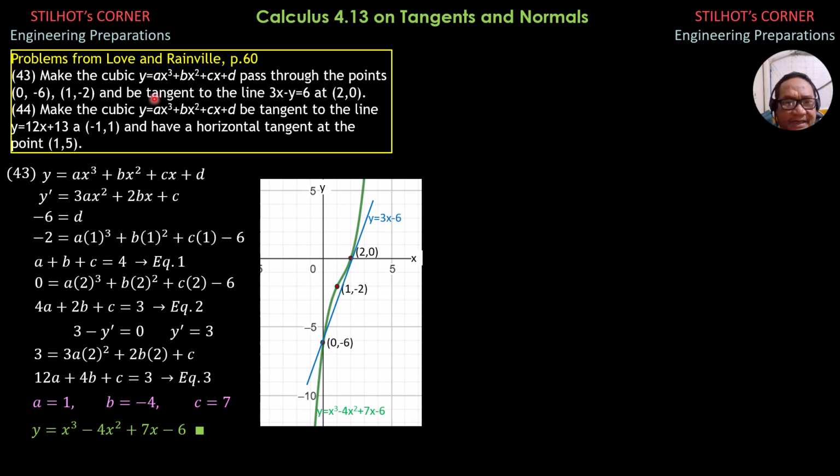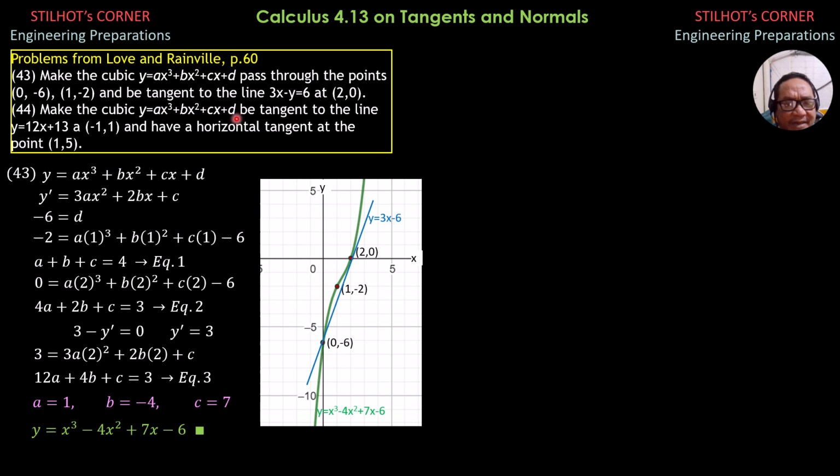So that's it for that problem. Let's proceed to problem 44. Make the cubic y equals ax cubed plus bx squared plus cx plus d be tangent to the line y equals 12x plus 13 at (-1, 1), and have a horizontal tangent at the point (1, 5).